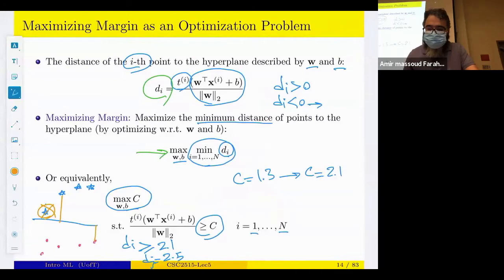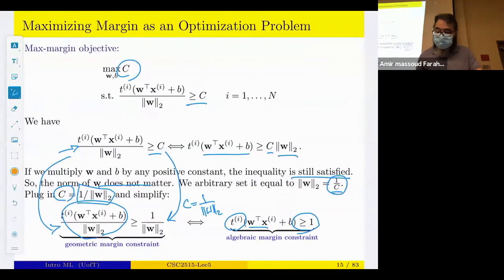Why do we choose to replace C? The reason we chose it is that, as I said, the choice of W is not important, so I can choose anything. I choose it to be 1 over the norm in order to do this algebraic manipulation and get the formula that I want. So that's a trick to put the optimization in the form that we want.